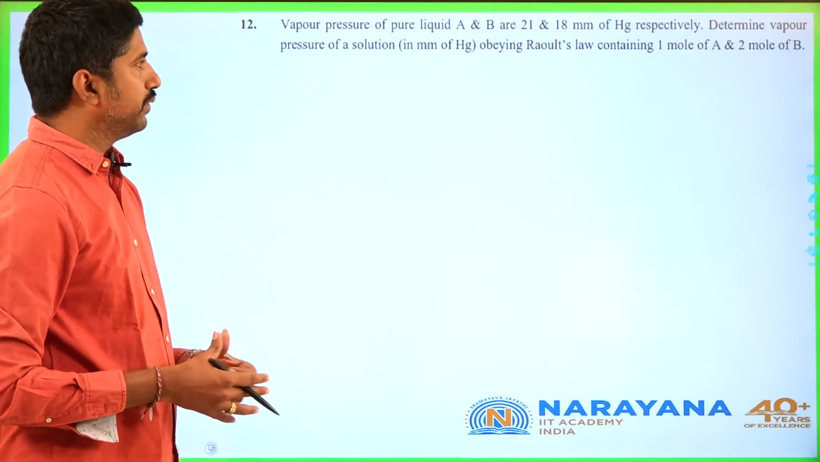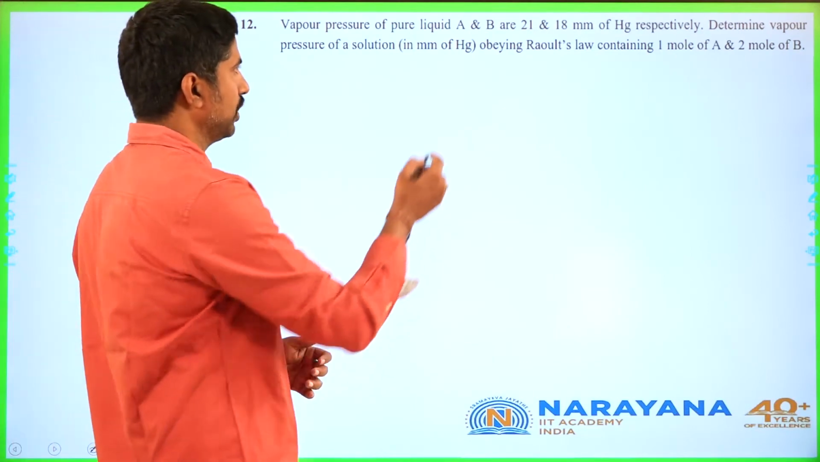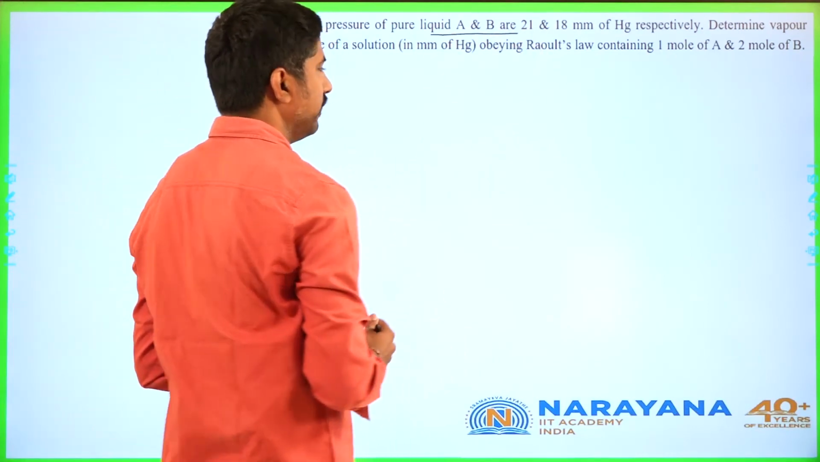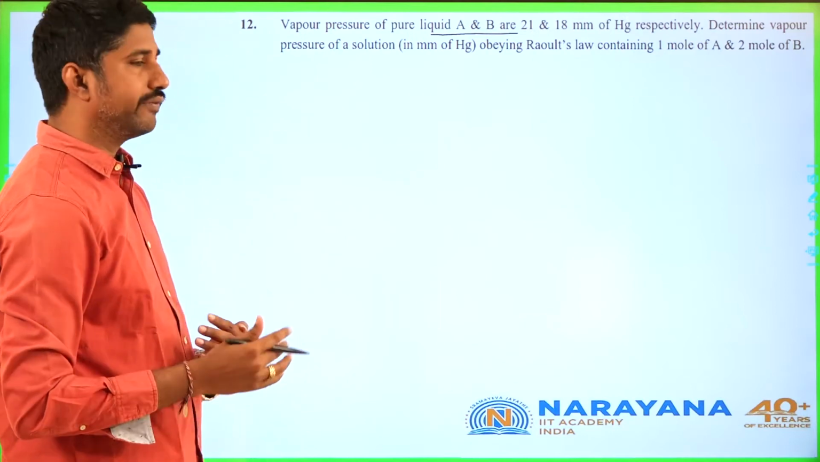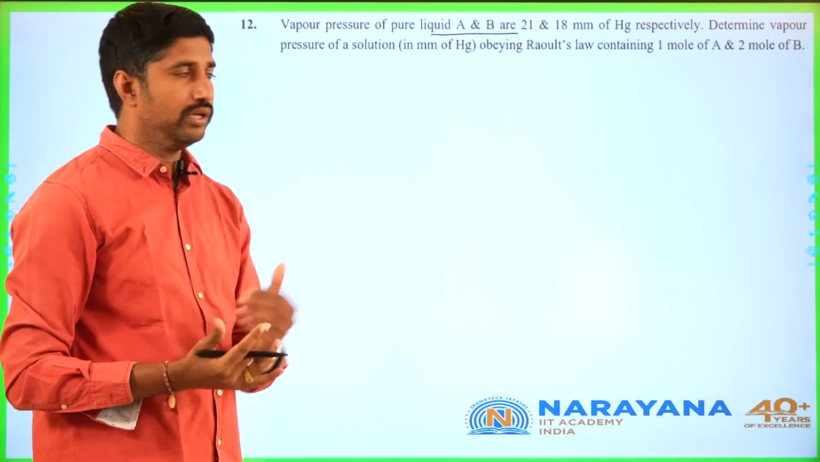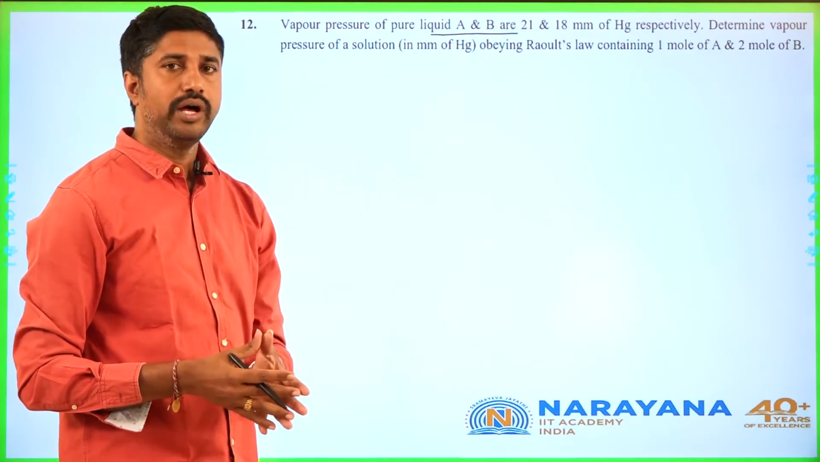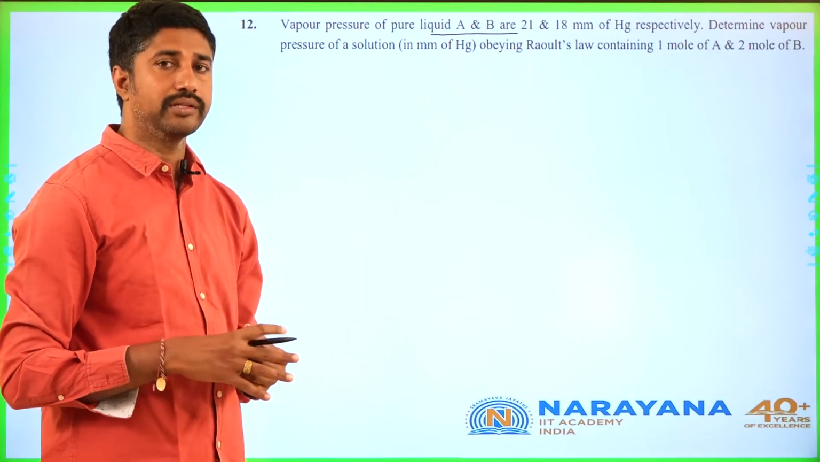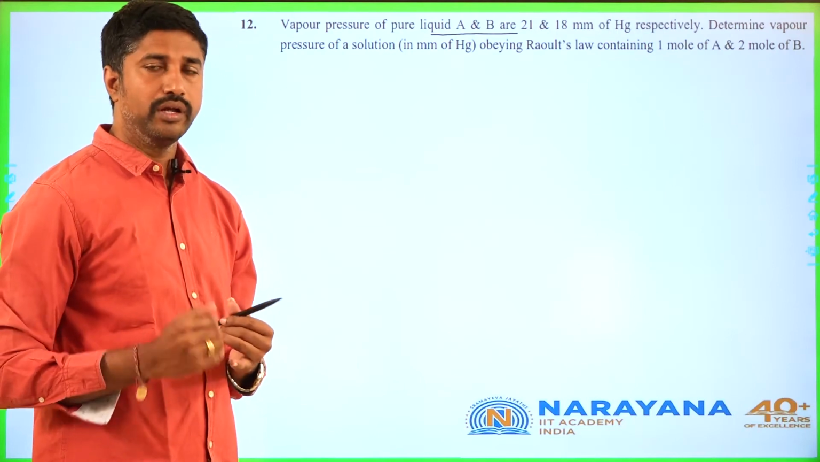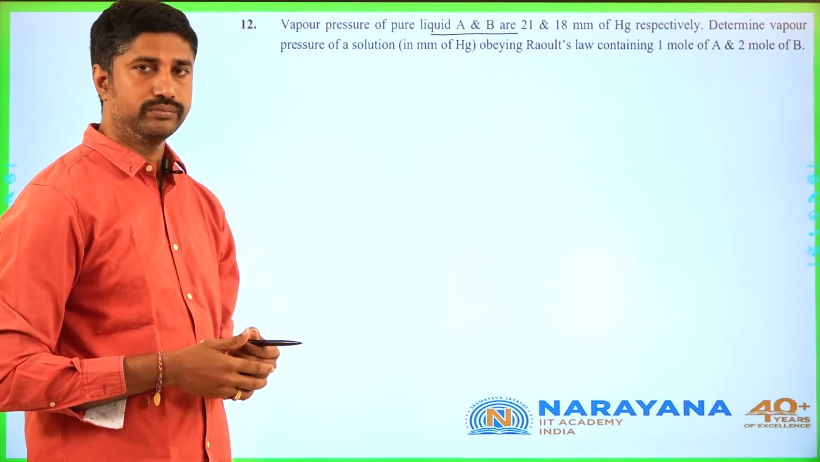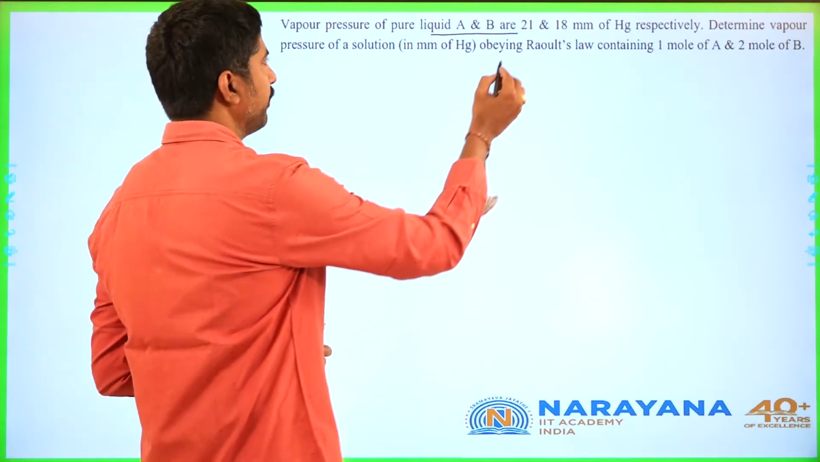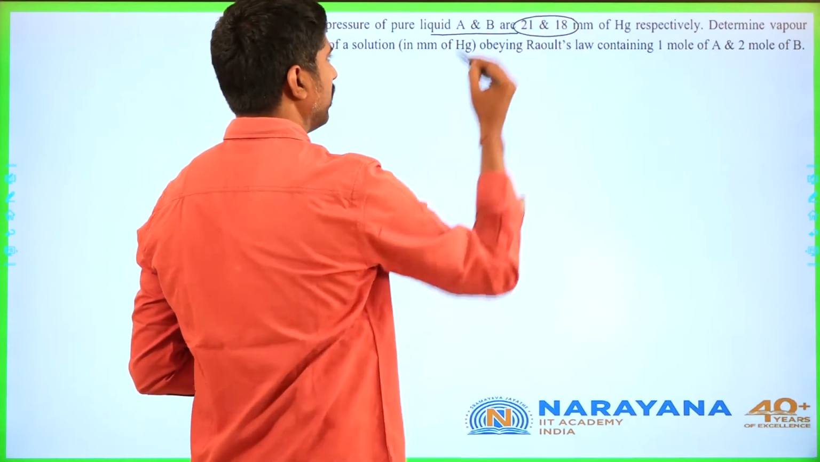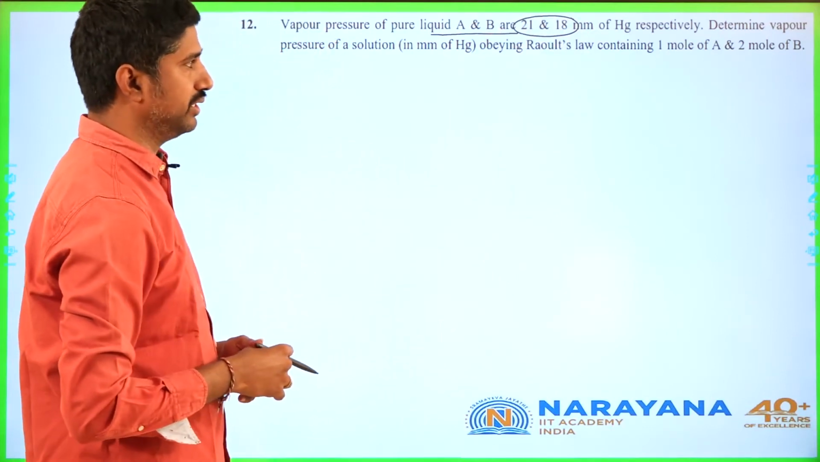Vapor pressure of pure liquids A and B. They are volatile liquids, because only if they are volatile liquids will they mention the vapor pressures. If they are non-volatile liquids, they do not mention the vapor pressure, as for a non-volatile liquid the vapor pressure is 0. Okay. So pure liquids A and B have 21 and 18 mm of Hg.